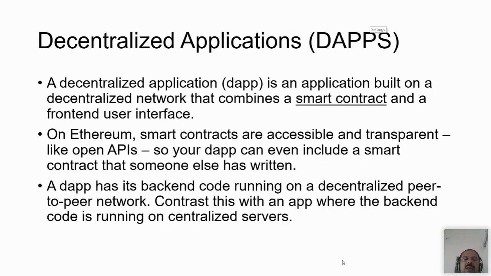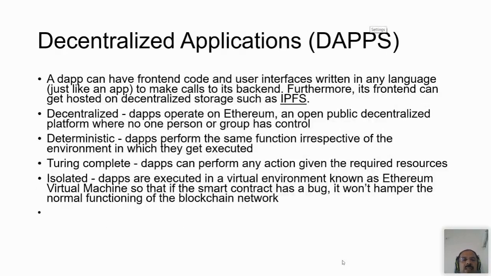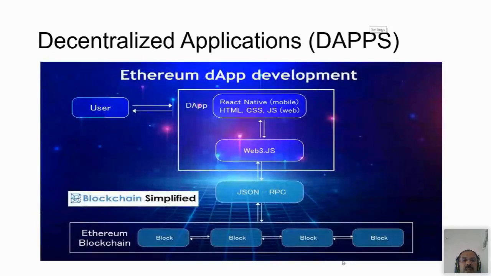So this is what you come across when you start working on this. It is decentralized, deterministic, and isolated. This is where we will be using what is called the Ethereum Virtual Machine. Once you have deployed it, you cannot change anything on that. It can be accessed, and some people can develop an application on top of your smart contract and use it, right? So this is typically an Ethereum decentralized application. The Ethereum blockchain is there, and how can you access this?